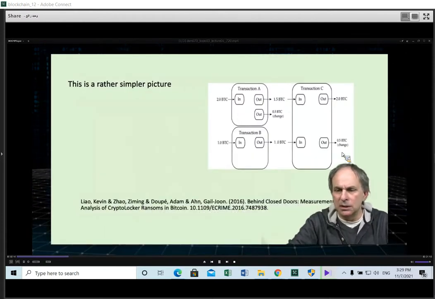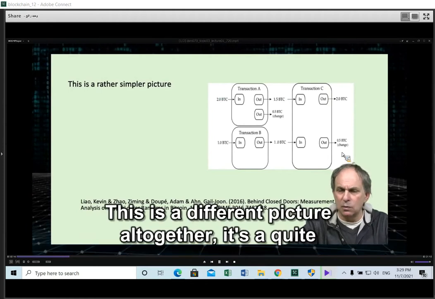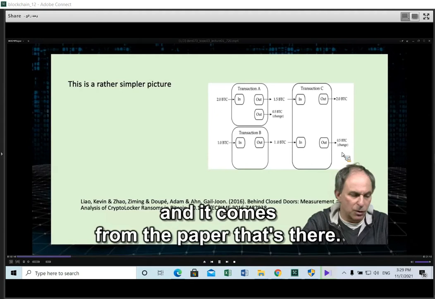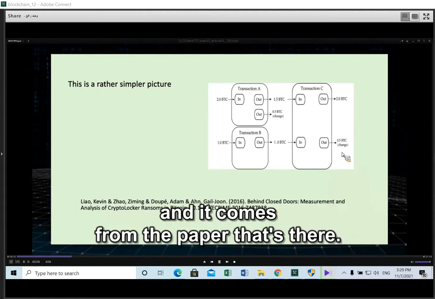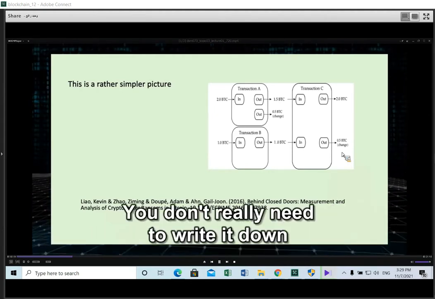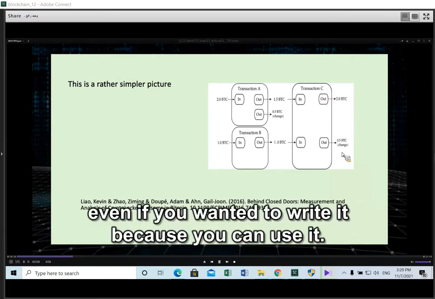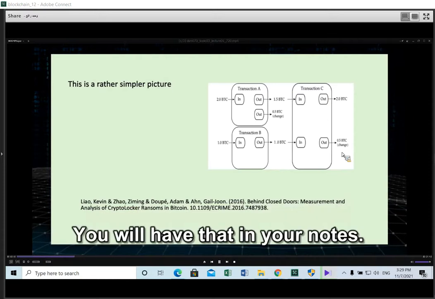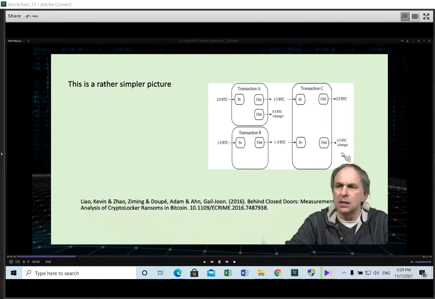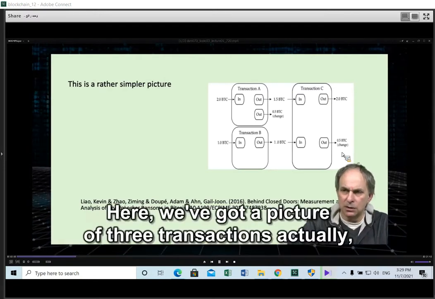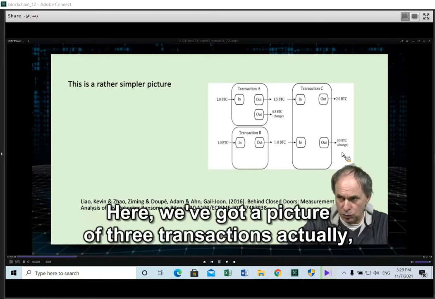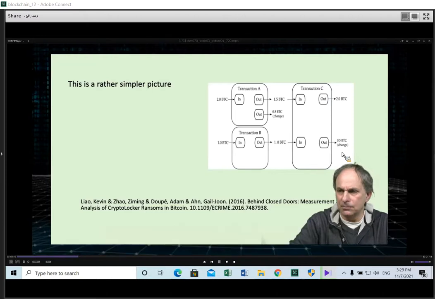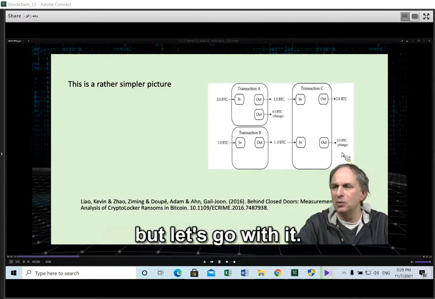Okay, so this is a different picture altogether. It's a rather simpler picture, makes different points, and it comes from the paper that's there. You don't really need to write it down, because you will have it in your notes. But here we've got a picture of 2 or 3 transactions, actually. Transactions A, B, and C. It's not what transactions are really called, but let's go with it.